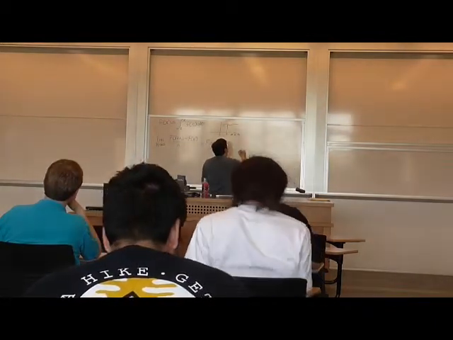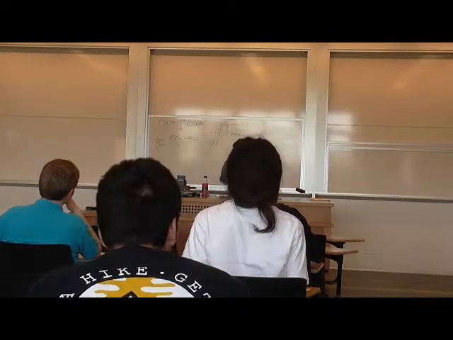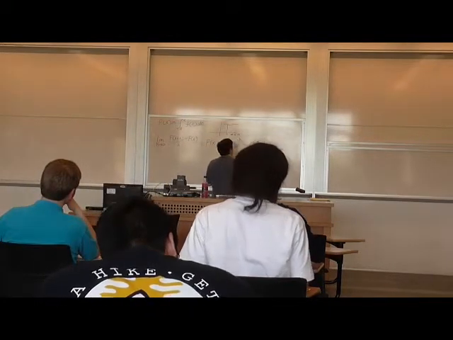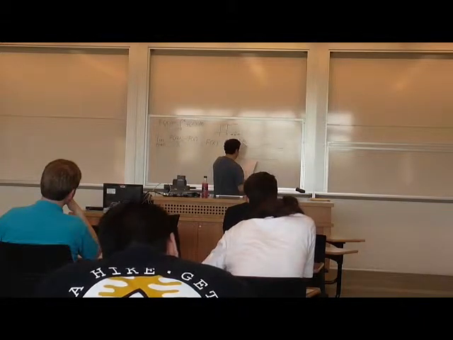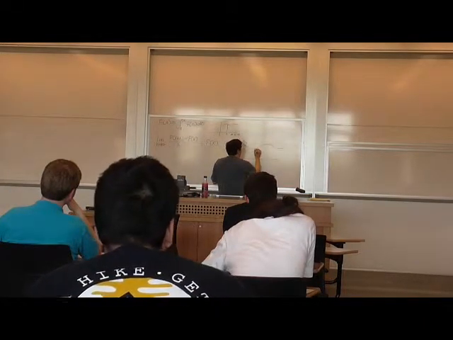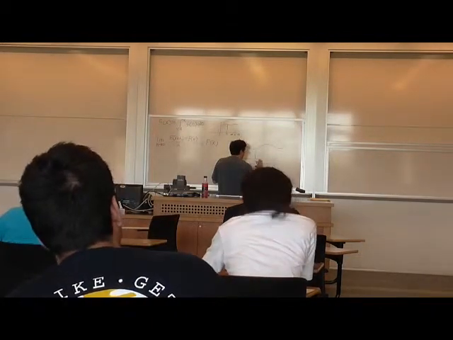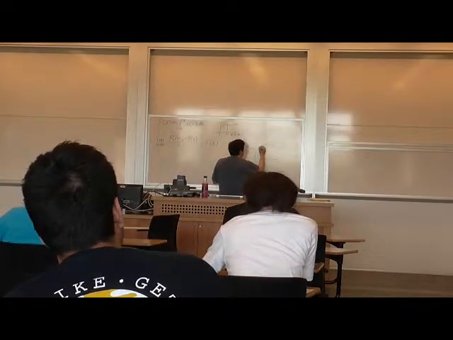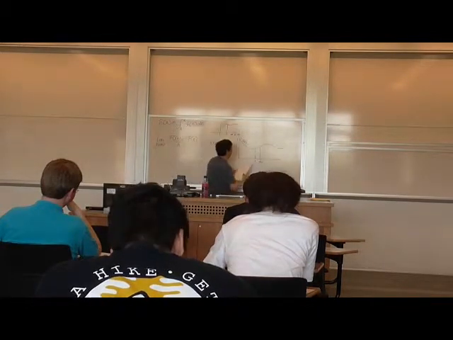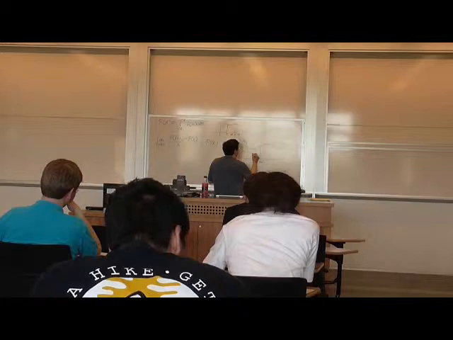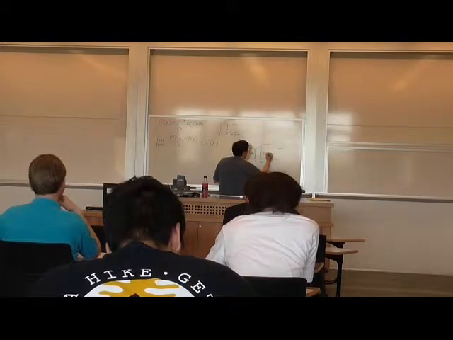Let's look at a diagram of what this looks like. We have some function, f of x. We have some point here, x, and very close to it, we have some point, x plus h. So this is f of x here. Over here we have f of x plus h.